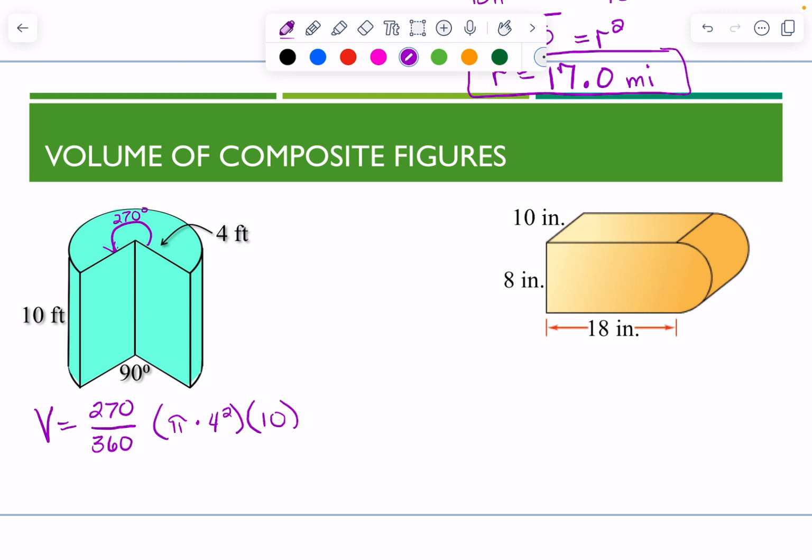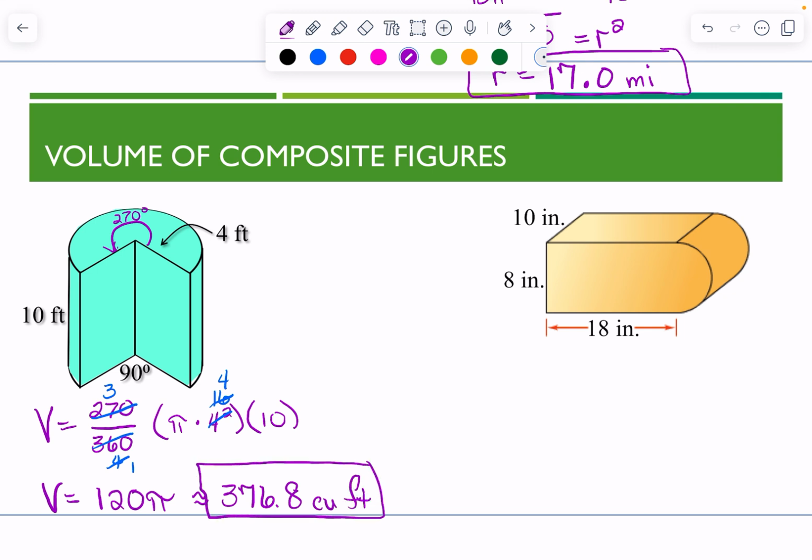With that, that's going to leave us here, and now we can do a little bit of simplifying. That's going to get me 3/4, and a 16. 4 goes into 16 4 times. So now we end up with a volume that is equal to 3 times 4 is 12, times 10 is 120 pi. That would be our exact, and then we would take that and simply go 120 times 3.14, and that's going to give us 376.8 cubic feet. That's our approximate, this is our exact, and that would be that.